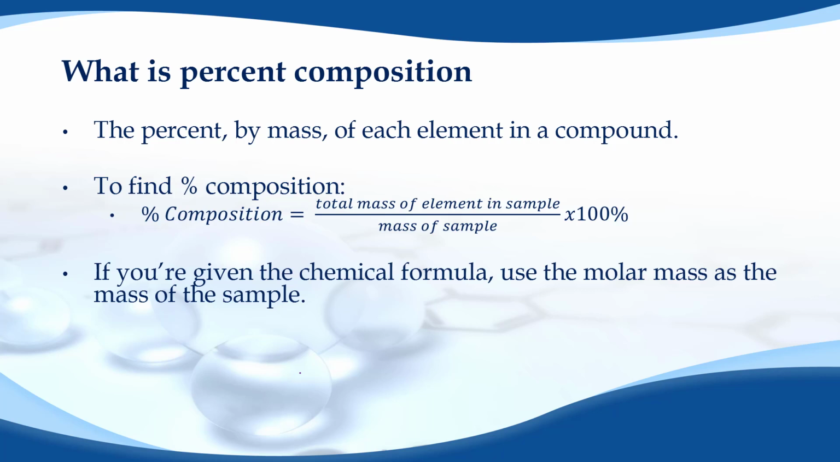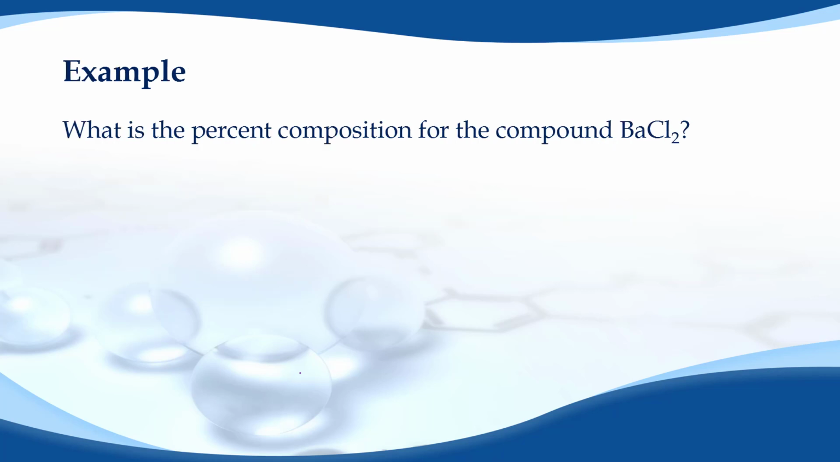So let's try an example of this. We'll try to figure out the percent composition of barium and chlorine in the compound barium chloride. First thing we need to do is know how much of each thing we have. We have 1 mole of barium, which has a mass of 137.33 grams. We have 2 moles of chlorine. Each mole of chlorine has a mass of 35.45, so 2 of them is going to give us 70.9. To find the molar mass, I just add those 2 numbers up. I get 208.23, and that will be the same molar mass for both elements.